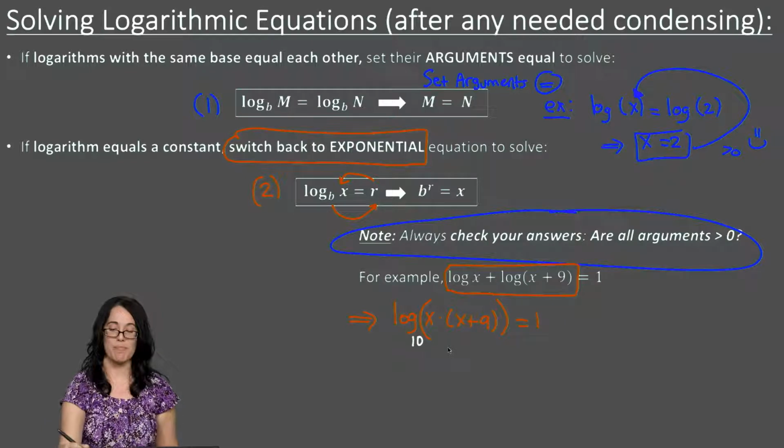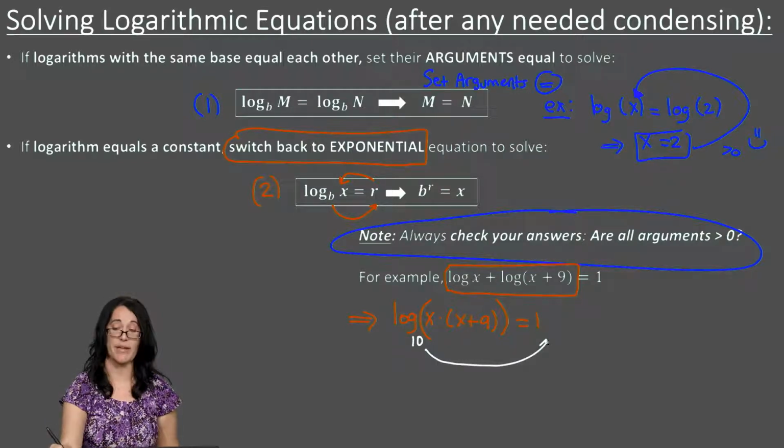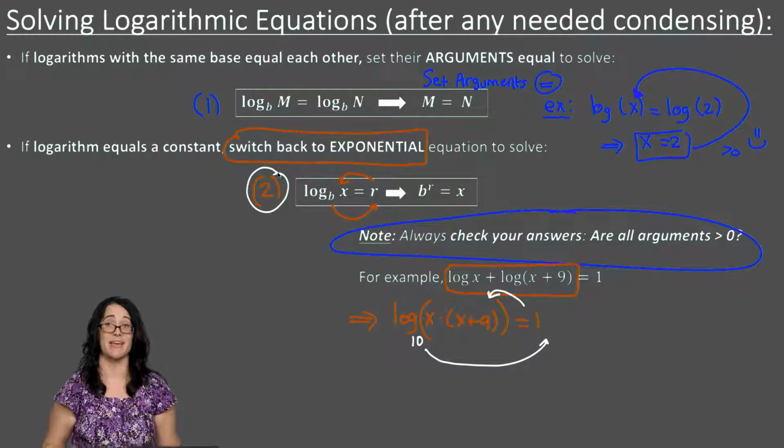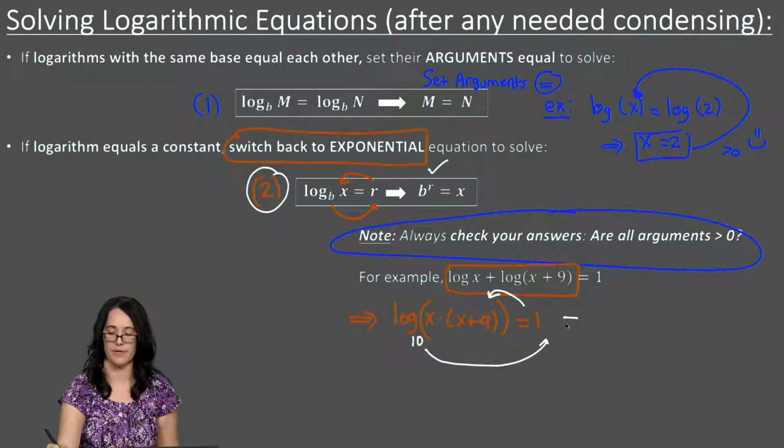And now I can switch back to exponential form because I have a log equals a number. This is in fact an example of our second type of logarithmic equation where we have a log equals a number. So I'm switching back to exponential. And let's see what happens. 10 to the 1 is just 10.